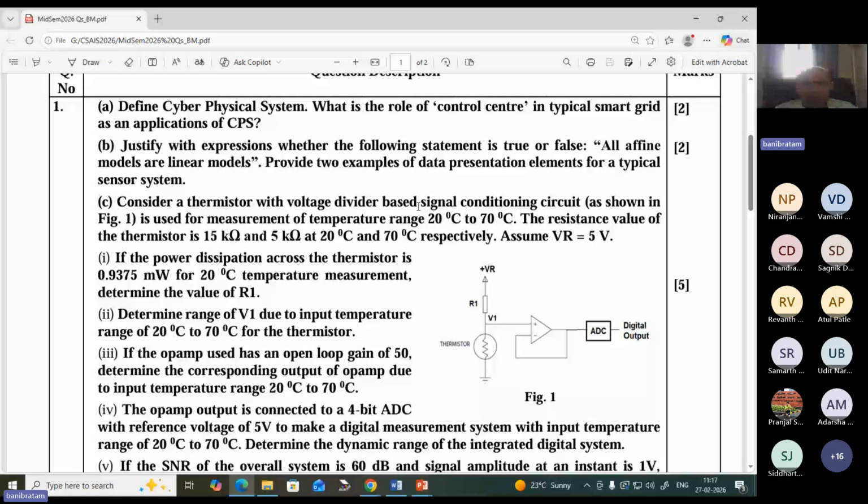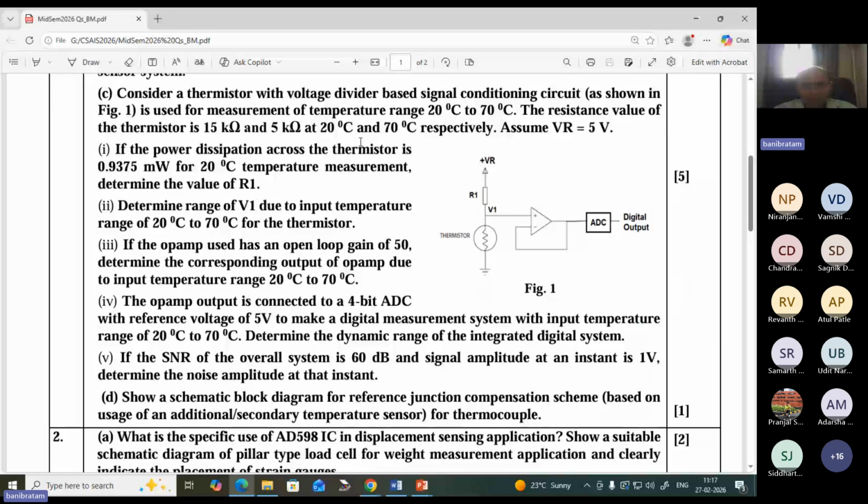So here, this is straightforward. The thermistor resistance is given. This voltage VR is given. The power dissipation is given. So power dissipation means I squared R. The value of R is known. At 20 degrees centigrade, the value is 15 kilo ohm. So then I is not known. I squared R is 0.9375 milliwatt. The R value is known. From there, you have to find out the value of I.